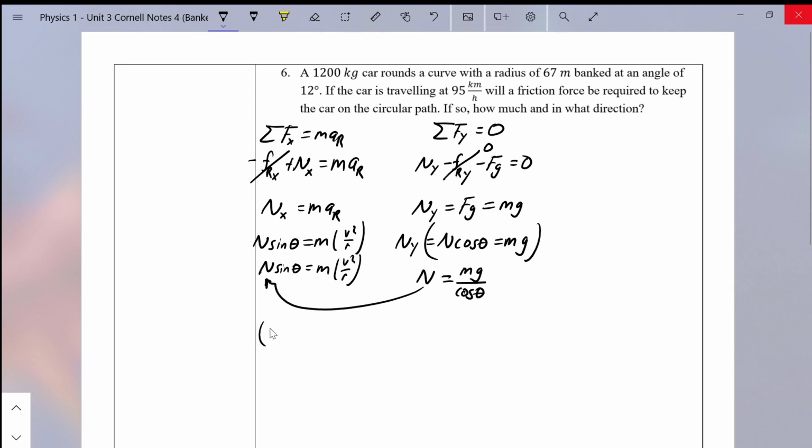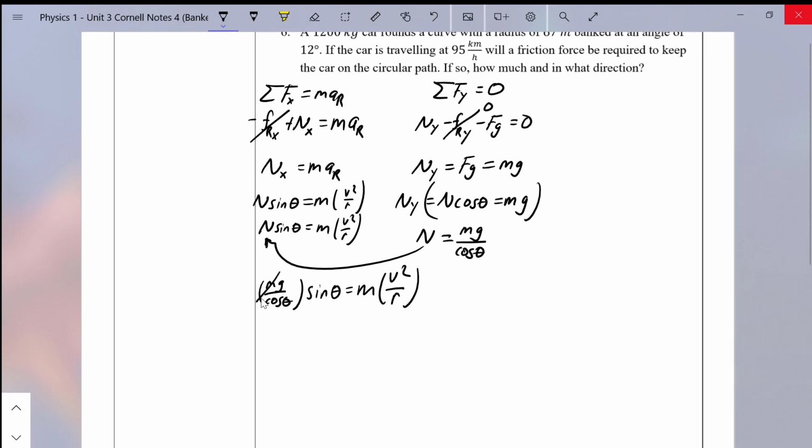So then I get mg over cosine theta, which is our n, so n times sine theta, is equal to m times a sub r, or v squared over r. Our mass terms cancel on both sides, and then I get g times sine over cosine, so that is g times tangent theta is equal to v squared over r. Oh, sorry, we were solving for v. So v is equal to the square root of g times r times tangent theta.